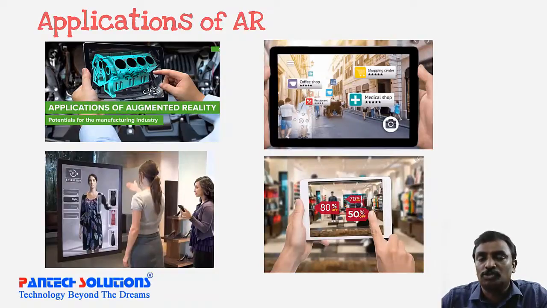And for marketing, you could use augmented reality. It will display coupons or discounts. So augmented reality can be used for marketing. So these are some simple applications. A lot of applications are there. You could go to Google and search.